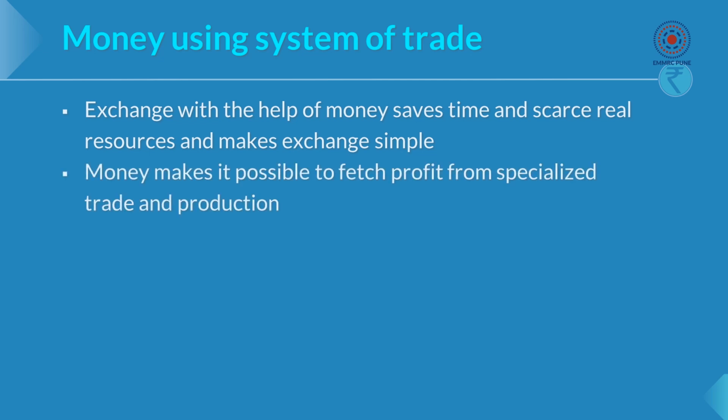Money makes it possible to fetch profit from specialized trade and production. Think of the farmer who is producing wheat in our earlier example. If the wheat-producing farmer wants to consume a range of different commodities simultaneously, for example salt, clothes, shoes and vehicles, it is required that the producers of all these commodities are also willing to consume wheat at the same time, which may not be possible at the same point of time.